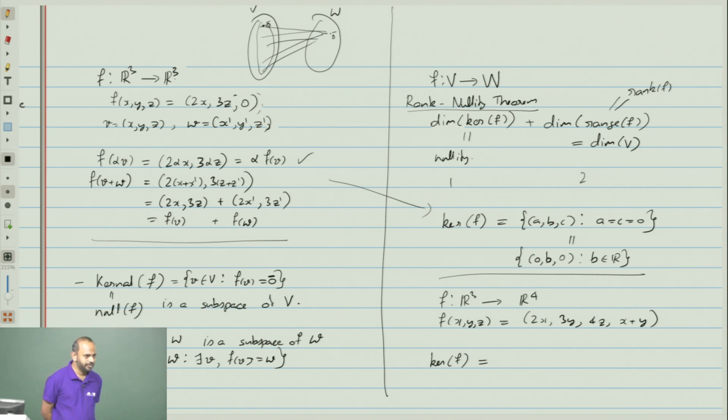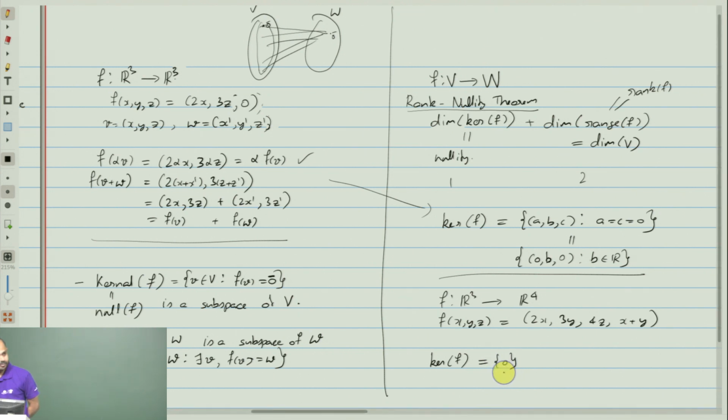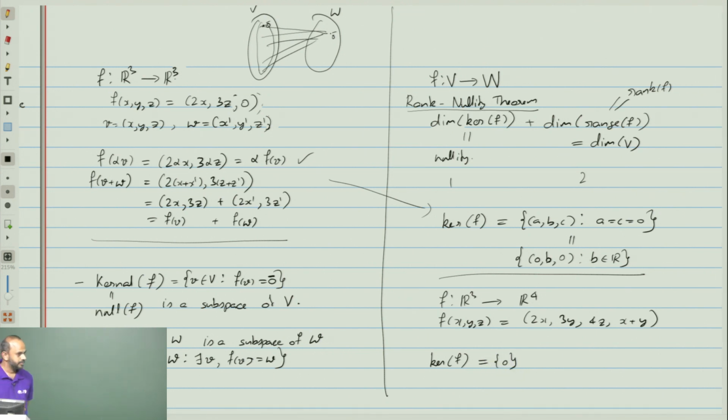Only the 0 0 0 vector, right? Because this thing has to be equal to 0 0 0. That means x has to be 0, y has to be 0, z has to be 0. And so the kernel is only the 0 vector. So it's 0 0 0, 3 zeros, not 4 zeros.